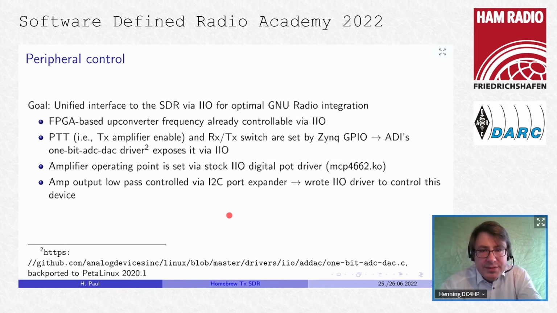This is what I used in order to control my peripherals. The amplifier operation point, I used the stock IIO digital pot driver in order to set that operation point. And the output low pass, meaning the big one with the relays, is controlled by an I2C port expander. I needed to write an IIO driver for this because there wasn't an existing one for this particular port expander, but it was not hard to modify an existing driver to talk to this port expander instead. That means all of the hardware parts of my SDR.